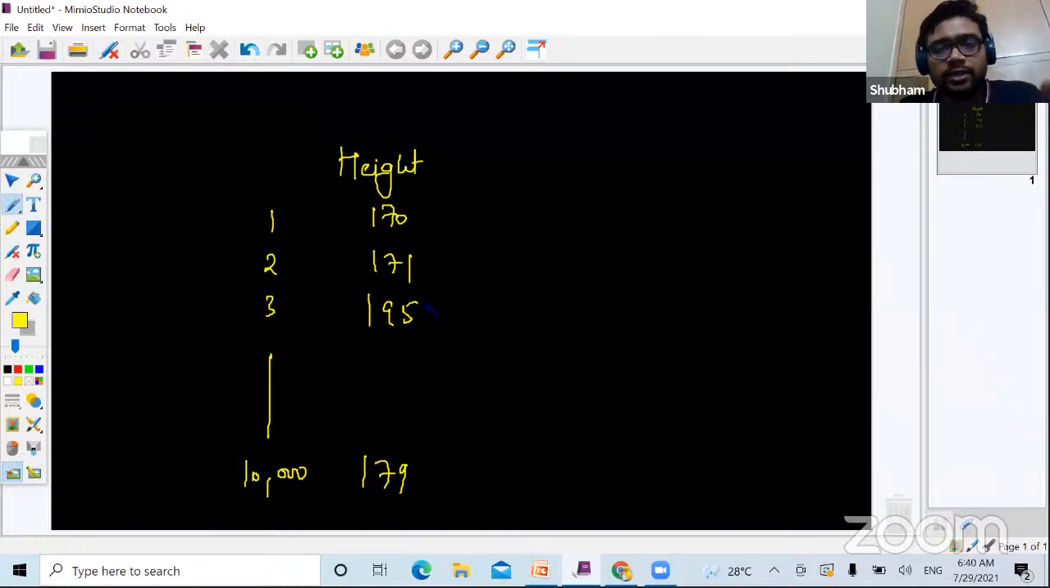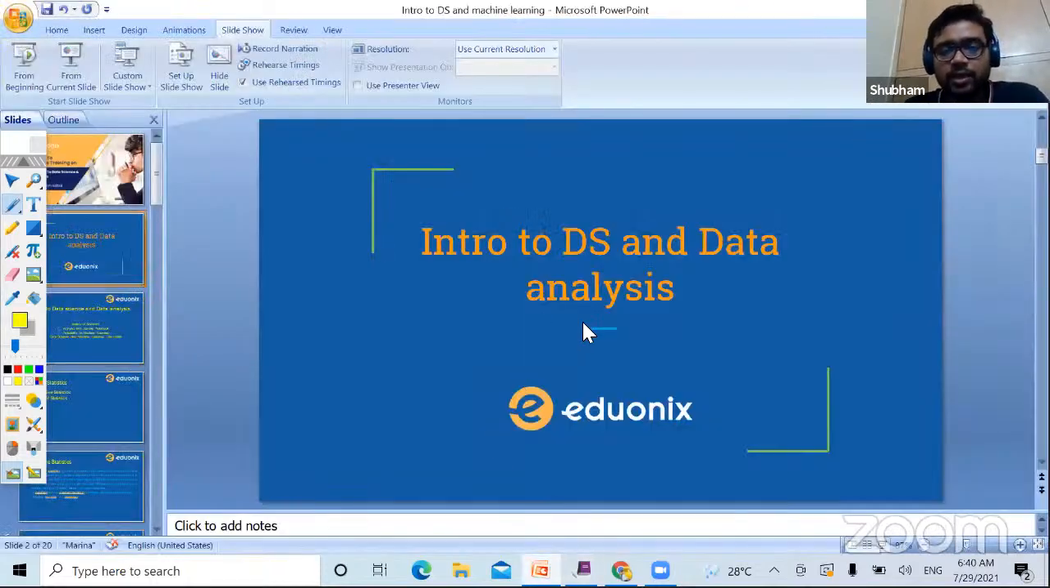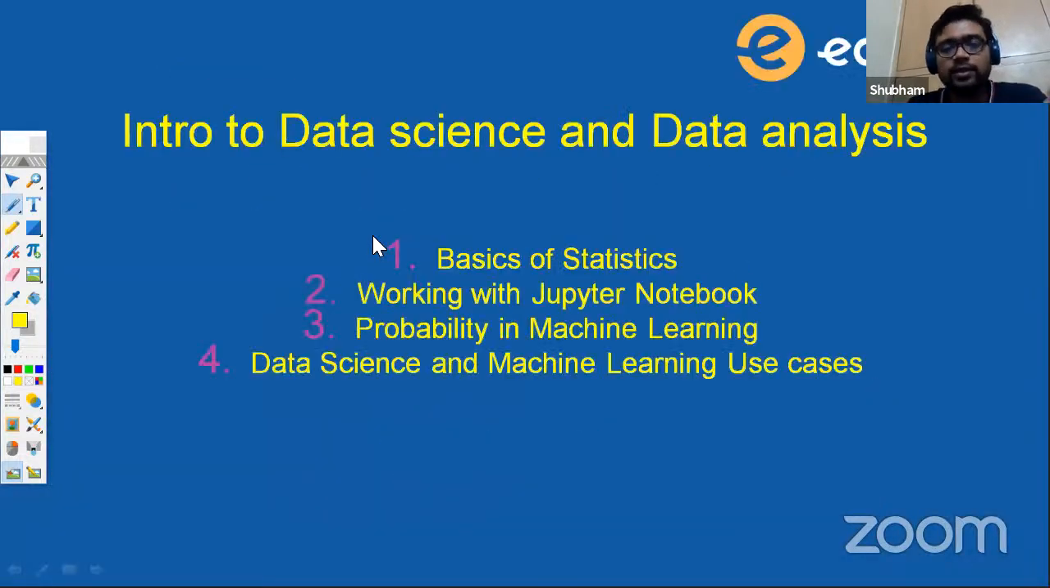Now, if you look at this data, you will not be able to make any analysis just by looking at this data set. You're simply looking at some random 10,000 numbers. Now, to understand those numbers, to make meaning out of these numbers, what do we need? We need the very first part that we are going to discuss.